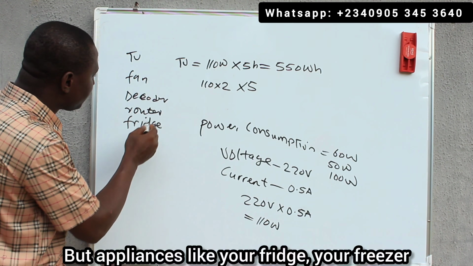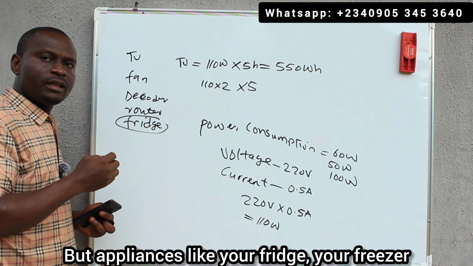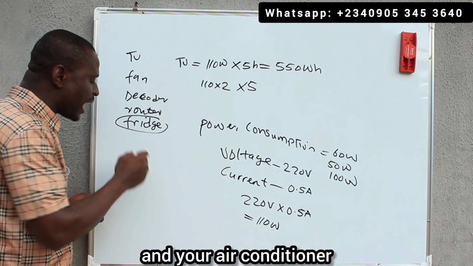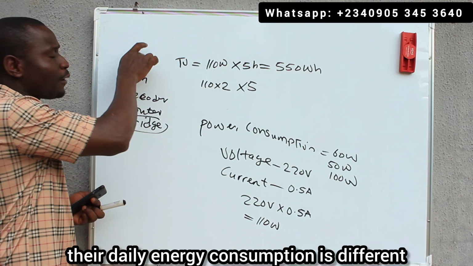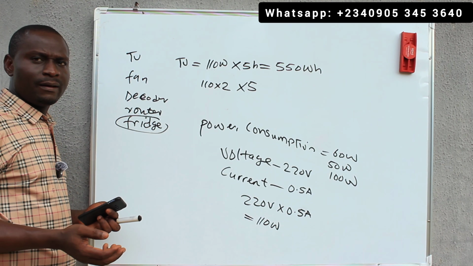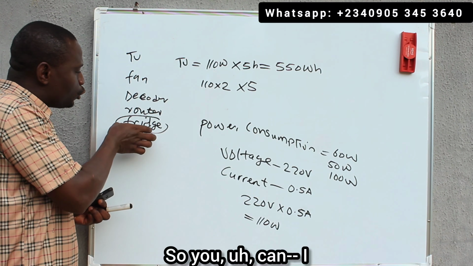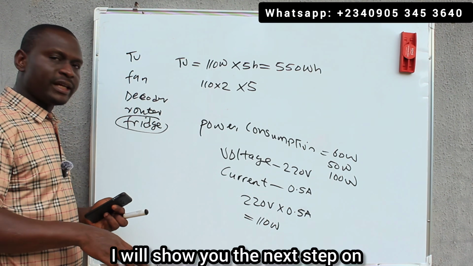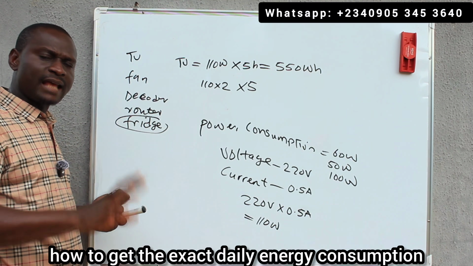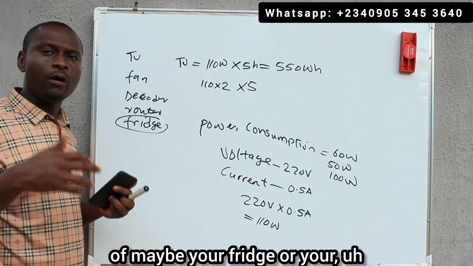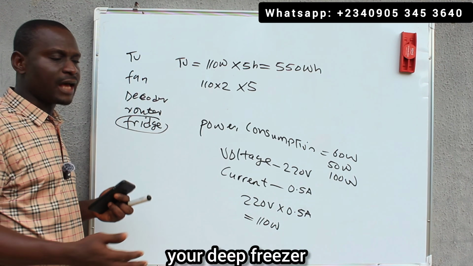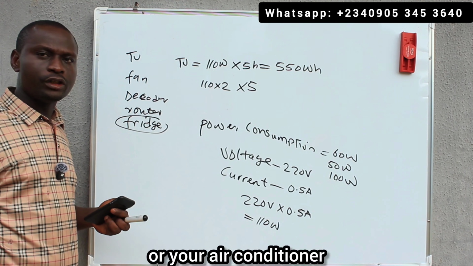But appliances like your fridge, your freezer, and your air conditioner, their daily energy consumption is different from these other appliances. So I will show you the next step on how to get the exact daily energy consumption of maybe your fridge or your deep freezer or your air conditioner.